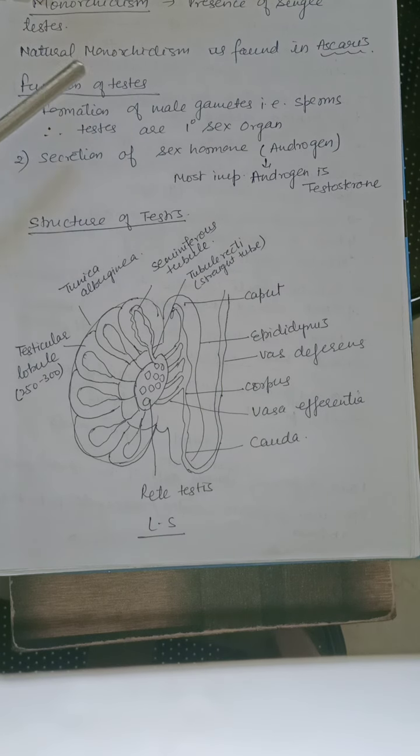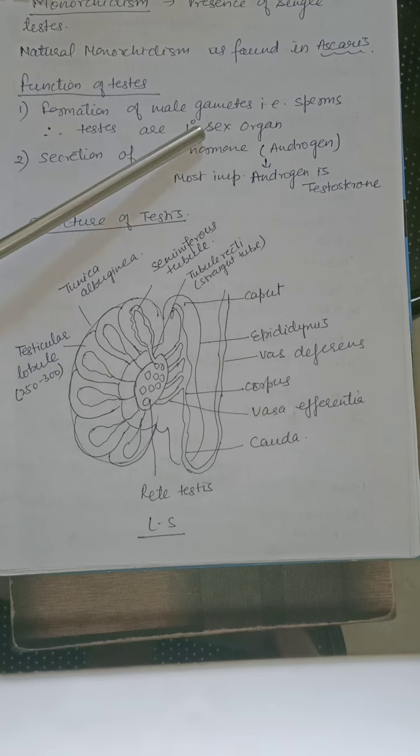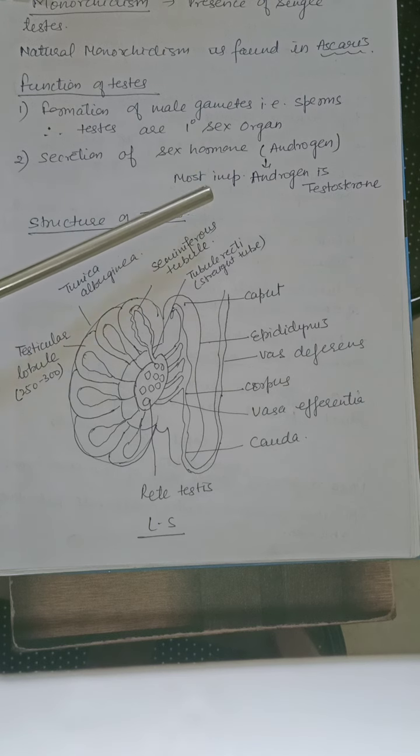Function of testis. I have told you there are two functions of the testis. First, the formation of male gametes, that is sperm. Therefore, testes are called primary sex organs. Second, secretion of sex hormone, that is androgens. The most important androgen is testosterone.